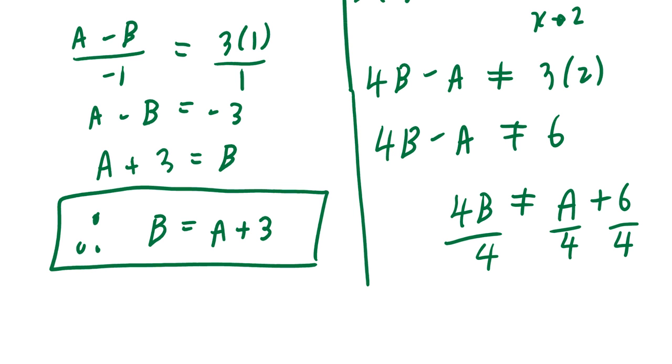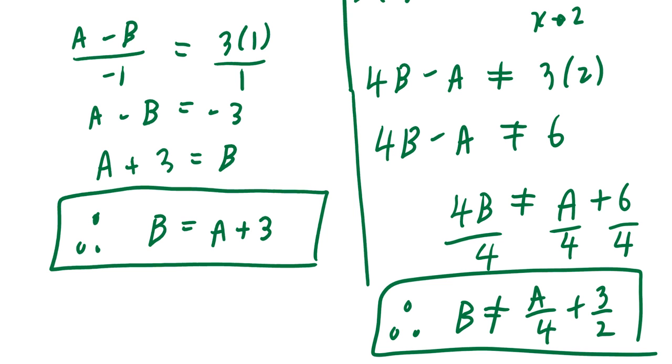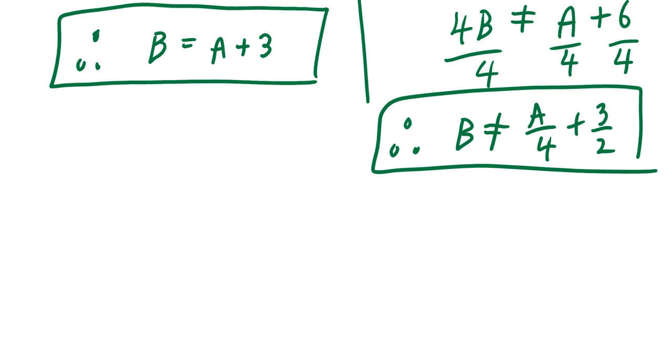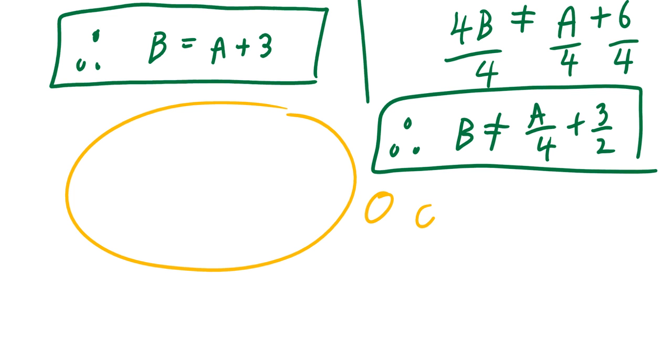The opposite of multiplying by 4 is dividing by 4, and therefore b cannot equal a divided by 4 plus 3 divided by 2. Now, the goal is to find the values of a and b, and by inspection you can tell it's not going to be one answer, it's going to be infinitely many answers. Now again, why did I isolate everything in terms of a?